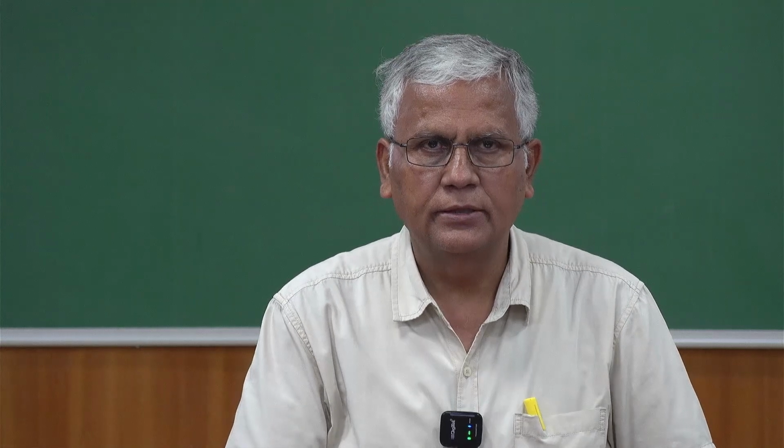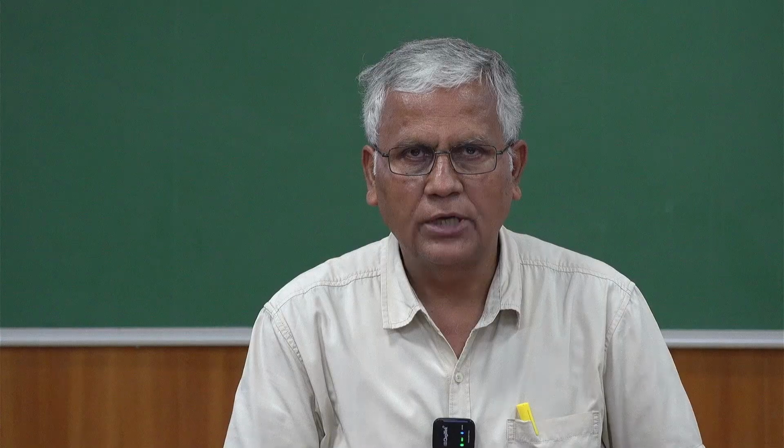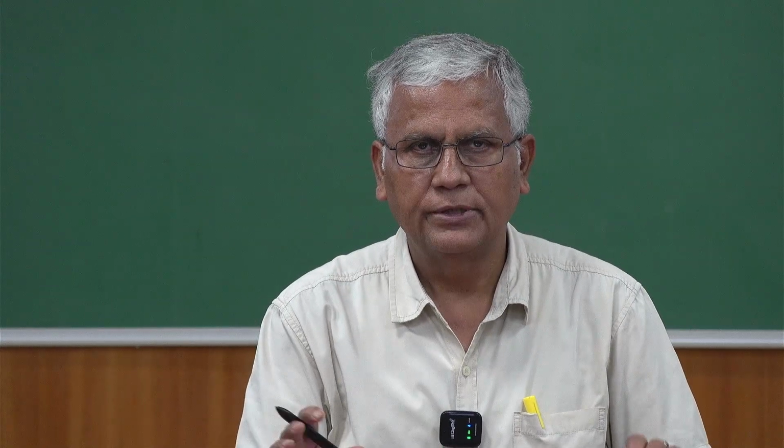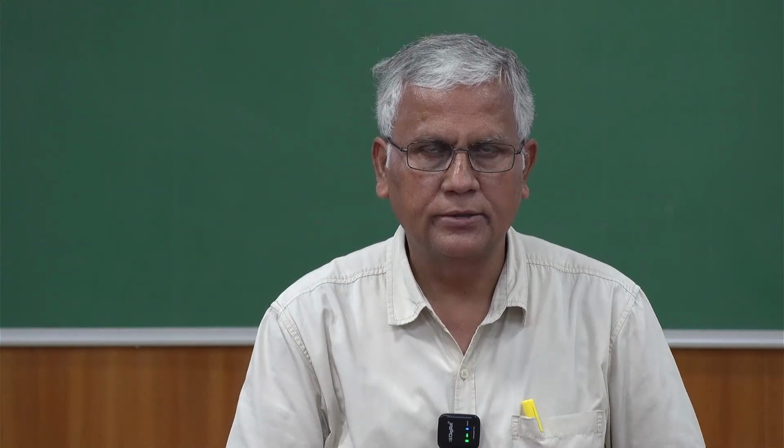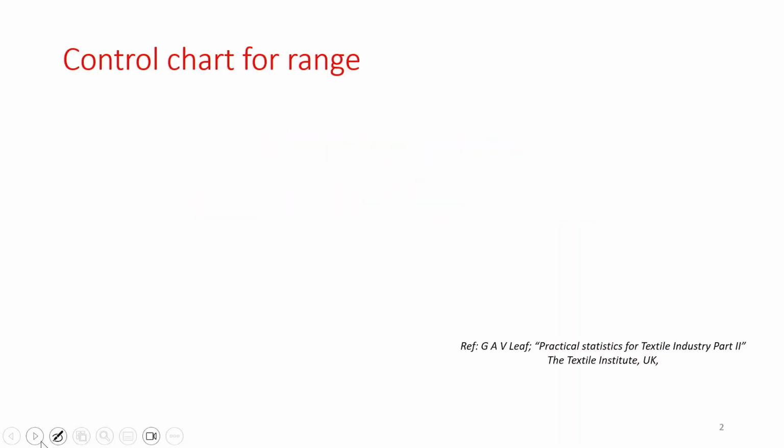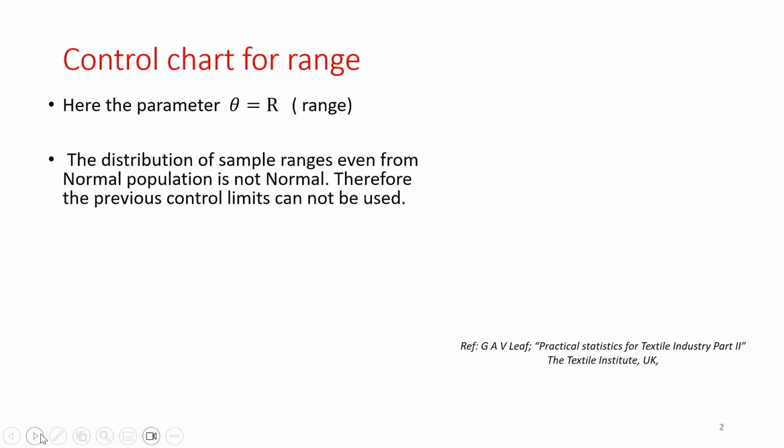So today's discussion is on control chart of range and tolerance. Let us say there is a parameter theta which is basically the range, is indicating the range. Range is the difference between the minimum and the maximum value.